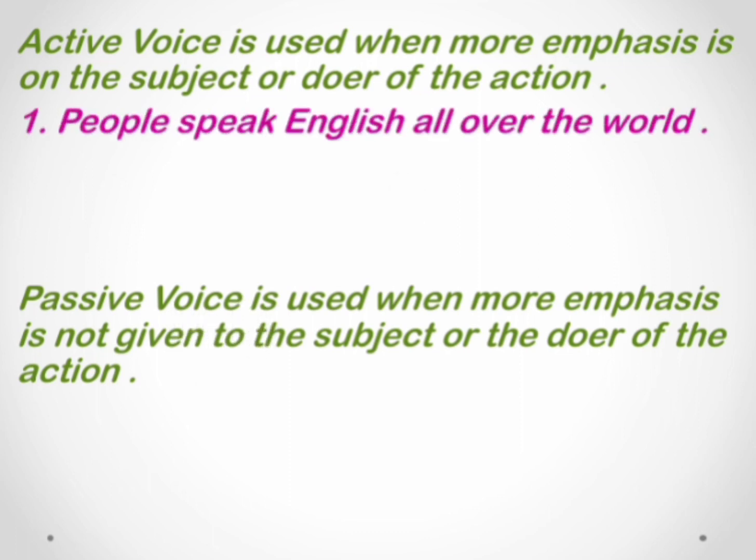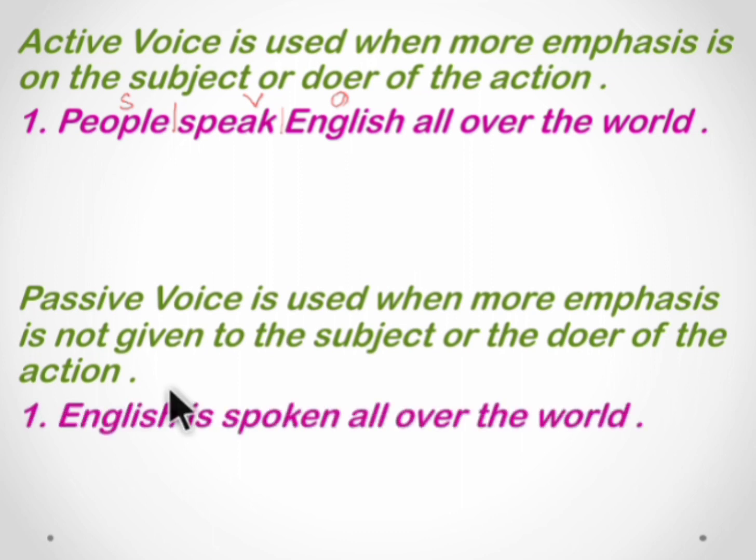Let us look at the example. People speak English all over the world. Here people is the subject, speak is the verb, and English is the object. What do they speak? It is English. So people is the subject. And when we write the same sentence in the passive voice, it becomes: English is spoken all over the world. So the object comes to the front. In the verb, there is a change.